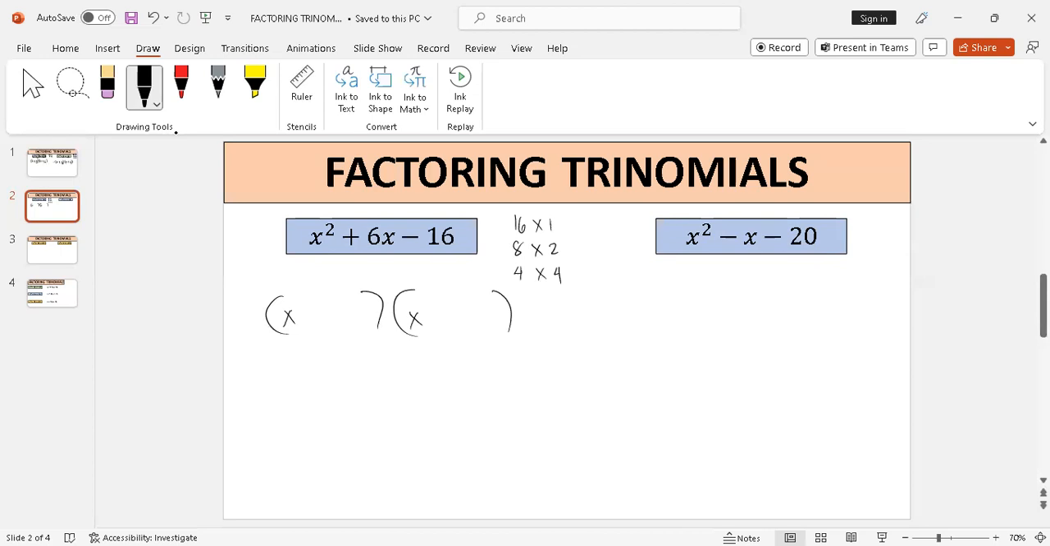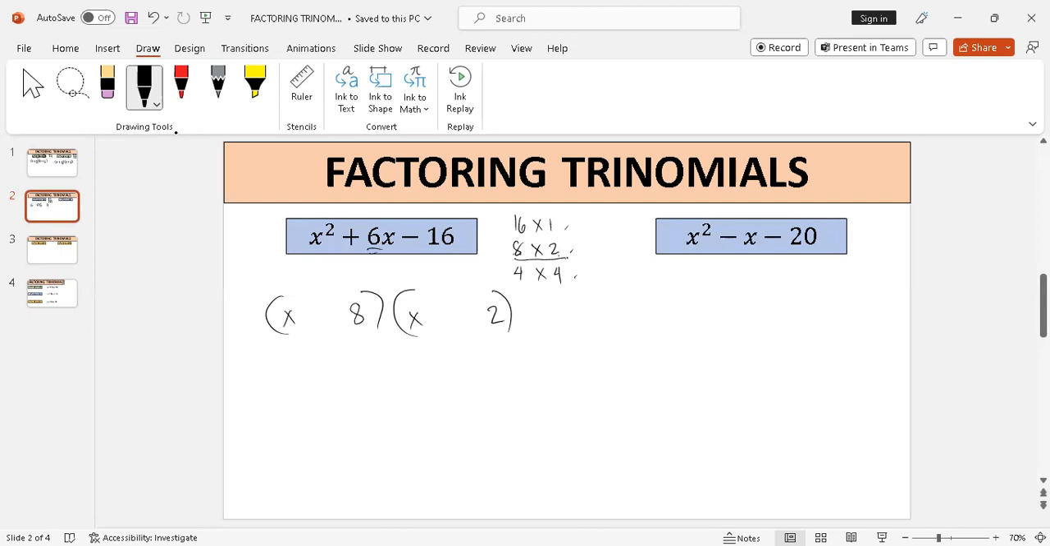So among these factors, alin dito yung kapag pinag-add or kapag pinag-subtract nyo, ang magiging sagot ay 6. It's 8 times 2. Kasi, though kapag pinag-add nyo siya, ang magiging sagot ay 10, pero kapag pinag-subtract nyo, 8 minus 2, you'll get 6. So, yan yung kukunin natin.